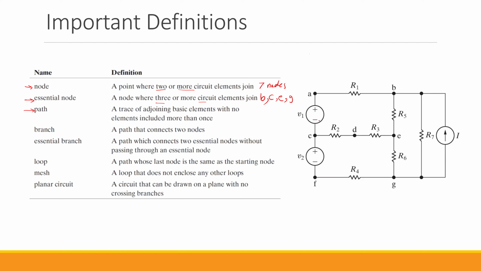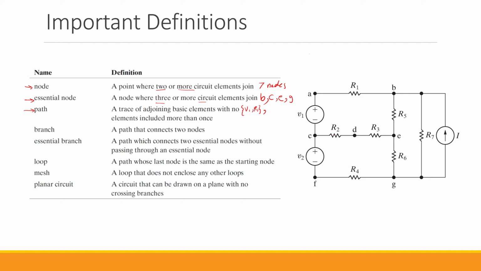One path that I can think of is the path of V1 and R1. I can show it like this: V1, R1, it creates a path. So there are 2 elements that are connected and none of them is accounted for more than once. So that's one path. Let's think of another one.